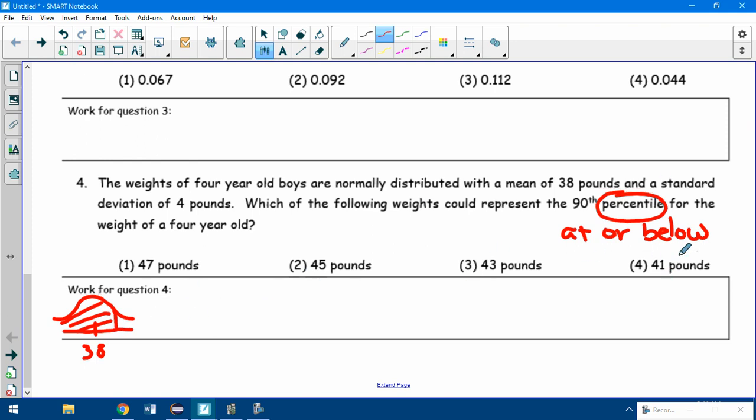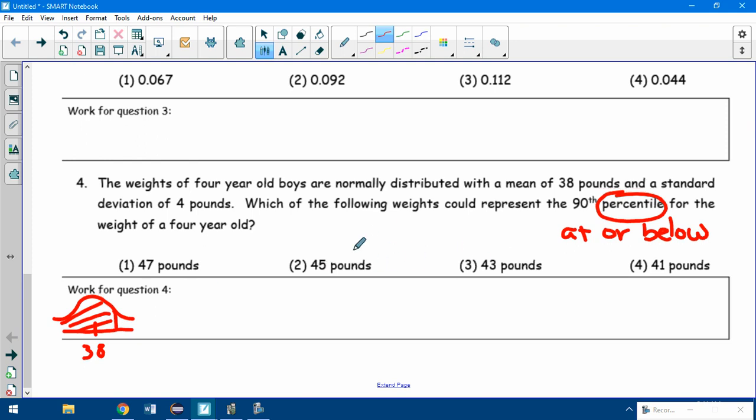Now I would say maybe 41 is a little bit low. Since the standard deviation is 4 pounds, that's not even one standard deviation above the mean. So that's kind of low to have 90% of the data below it. So I would probably think not that one. 45 pounds, you could maybe see that one. 47 by the same token might be kind of high. That's a lot above, so I'd say more than 90% of the data would be below that. So I'm kind of narrowing it down to these two.